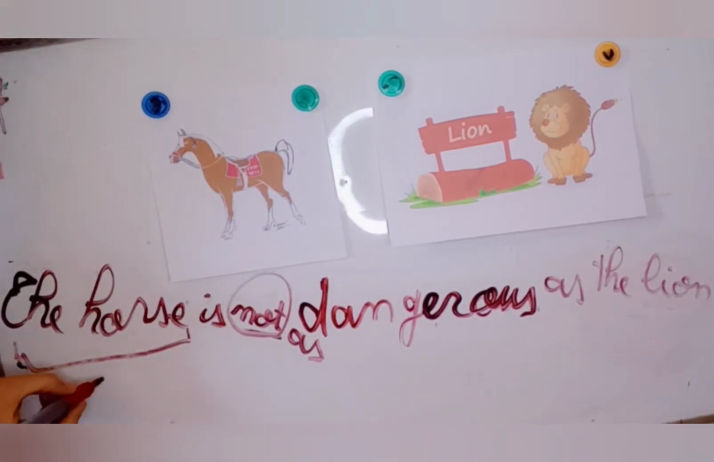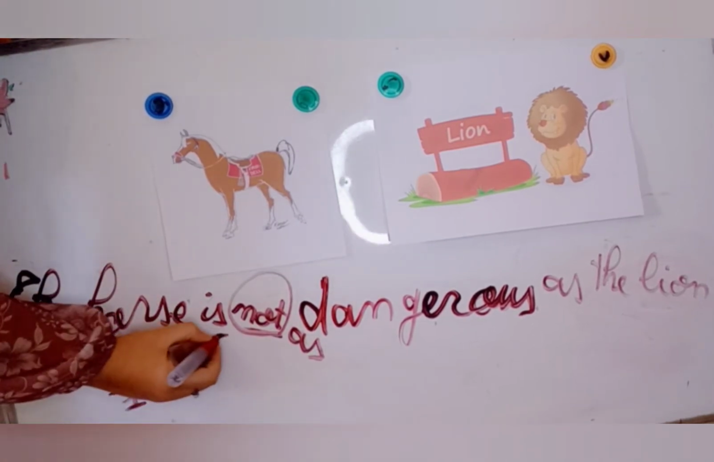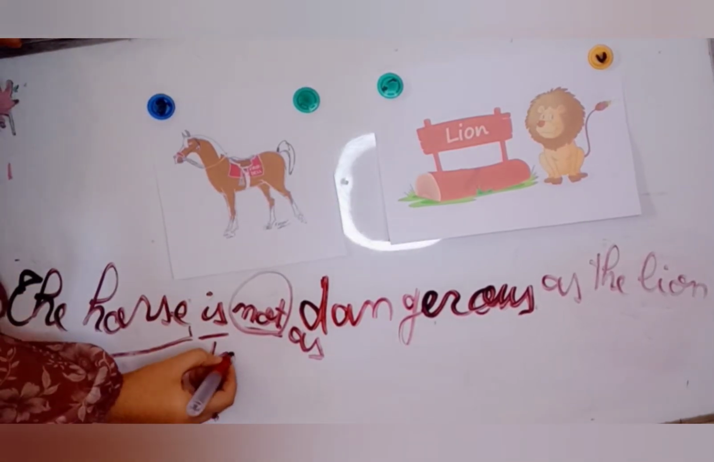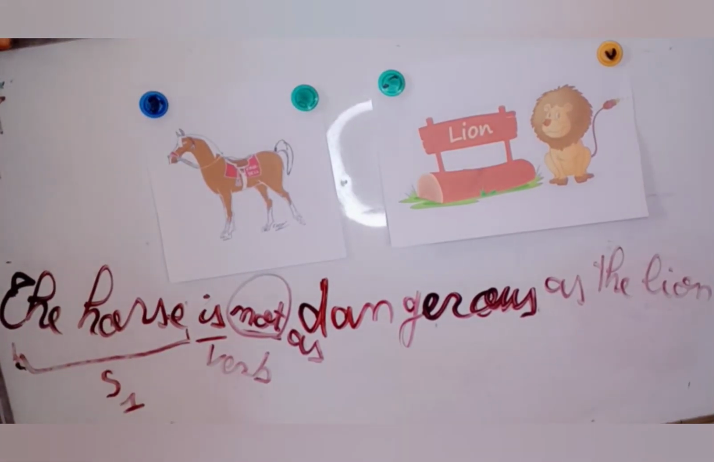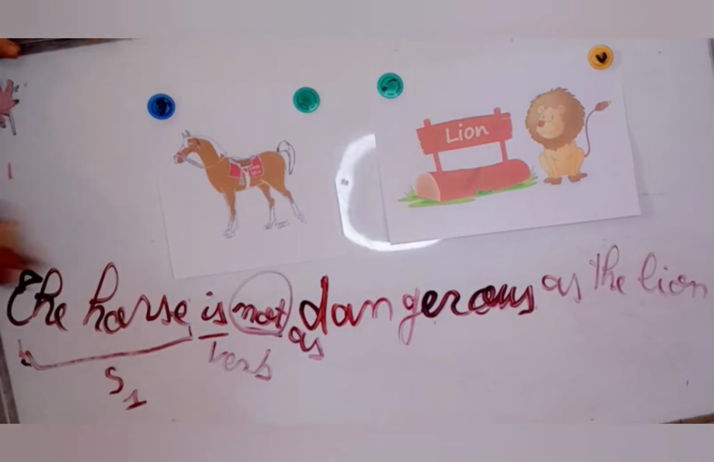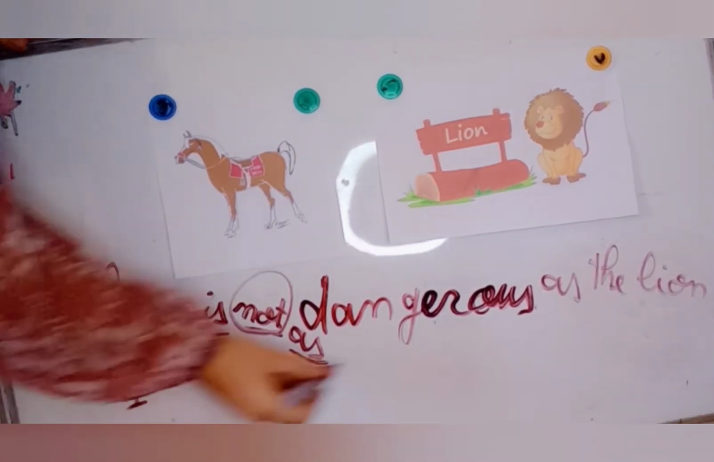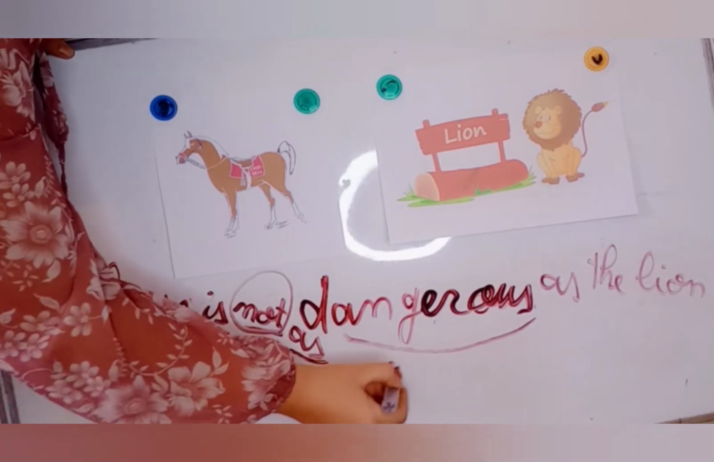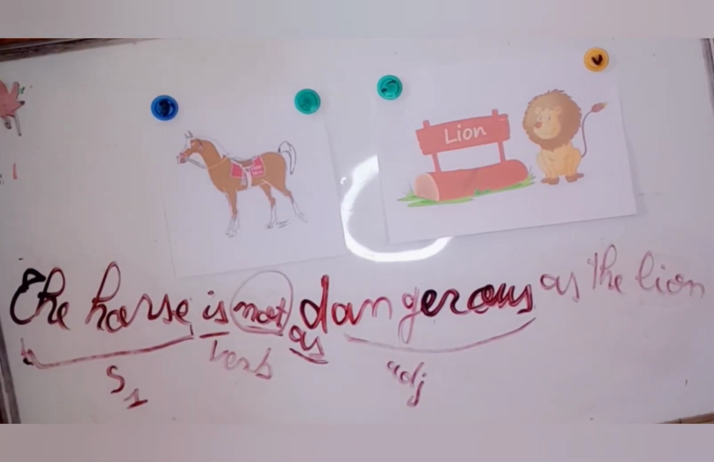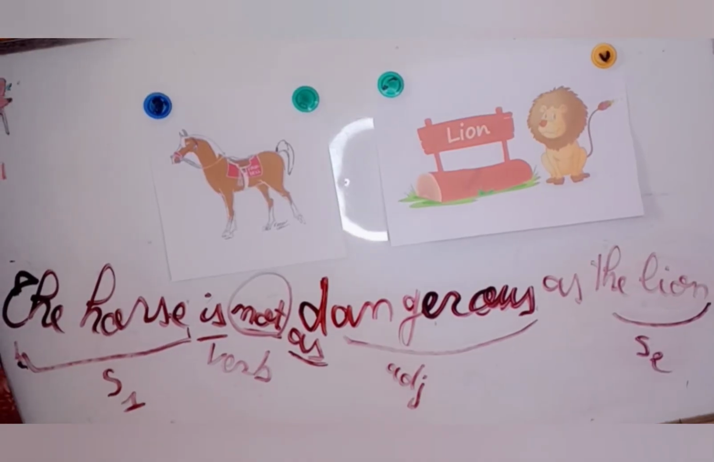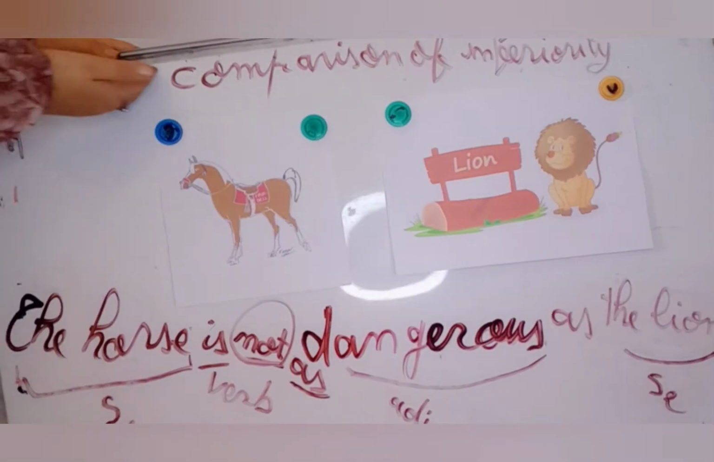The horse, subject 1, is verb to be. Not is the tool of negative. تبين لنا باللي هذه الجملة إنها منفية. Not, as connective. Dangerous, the adjective is here. As the lion. The second, here we call it comparison of inferiority.